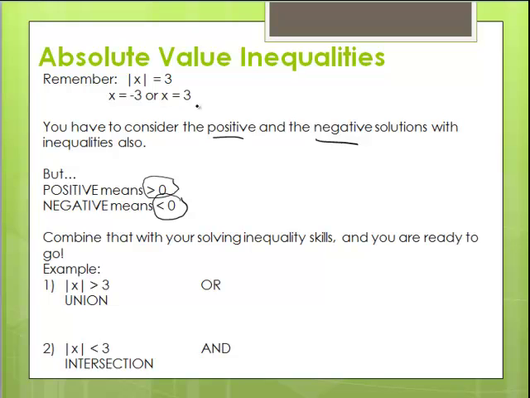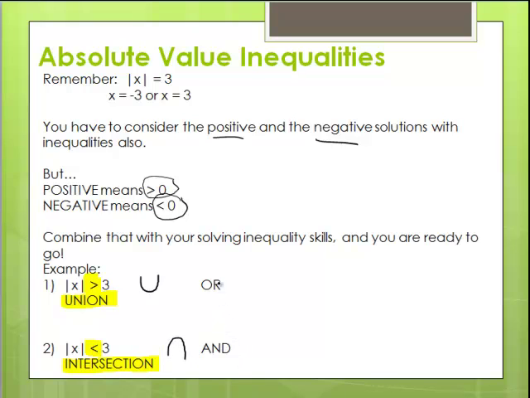So let's put what we know about inequalities and absolute value equations together. Use all of the things we know about both of those. Well, first of all, you have to know that greater than means union. And you have to know that less than means intersection. So if you have greater than, you know you're going to have this symbol. And if you have intersection, you're going to have this symbol, or if you have less than.